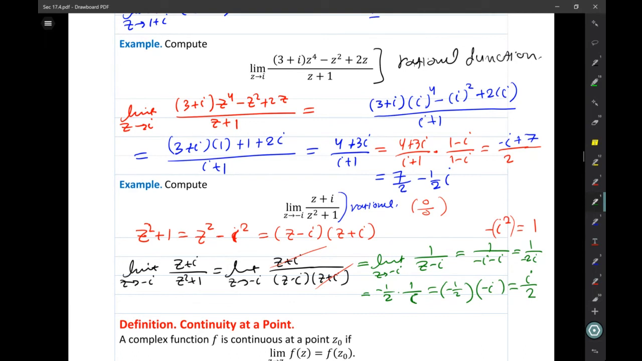Is it clear here? Any question about this example? In case you get 0 by 0, you have to factorize, simplify, then find the limit for the rest.